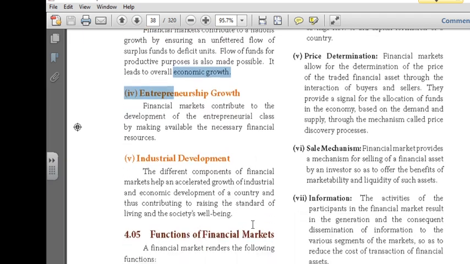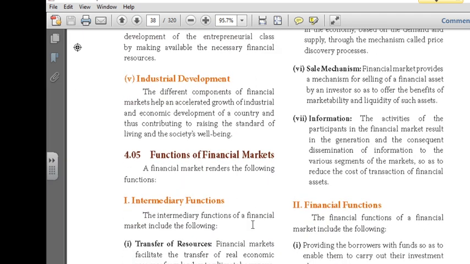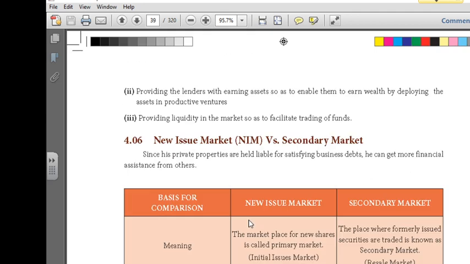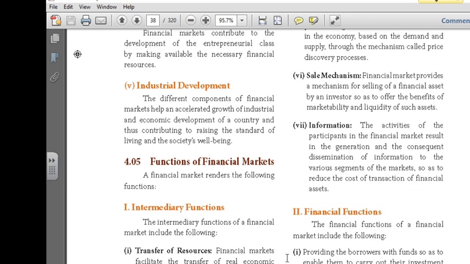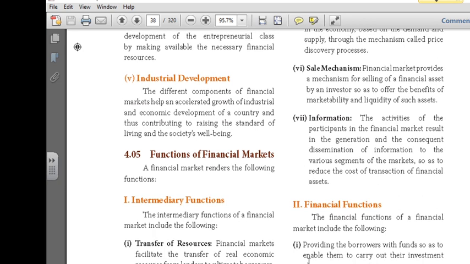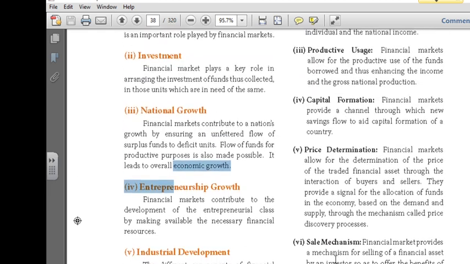Next, what are the functions of the financial market? We have many functions here. First, let us see the intermediary functions. What are the intermediary functions? They mean transfer of resources. That is, the financial market facilitates the transfer of real economic resources from the lenders to the ultimate borrowers. It is not a transfer from one person to another person only, but we will call it a transfer.